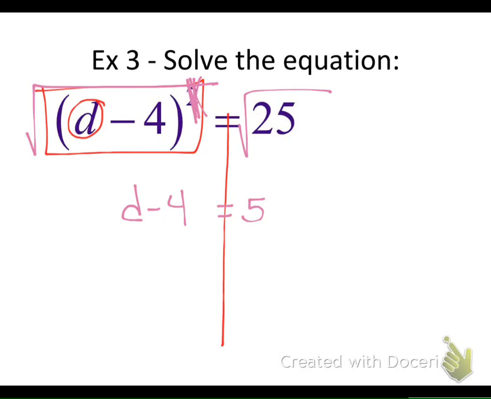Now, this is where this example problem is going to be a little bit different, because the d, the variable, is still not by itself. So now I have to get the variable by itself. It's a one-step equation. So what do I have to get rid of? The minus 4. The inverse of minus 4 is plus 4. So we're going to bring down the d equals, and then, Deja, what's 5 plus 4? 9.